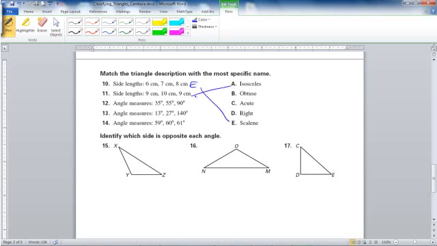I can do that too, which is A. Angle measures, now I got to pay attention and read, always important. 90 degrees, there's a right in there, so that's D. 13, 27, 140 for the angle measures again, so that's obtuse. That's B. And then just to make sure we're reading, even though there's one option left, 59, 60, 61, those are all less than 90, so those are acute.